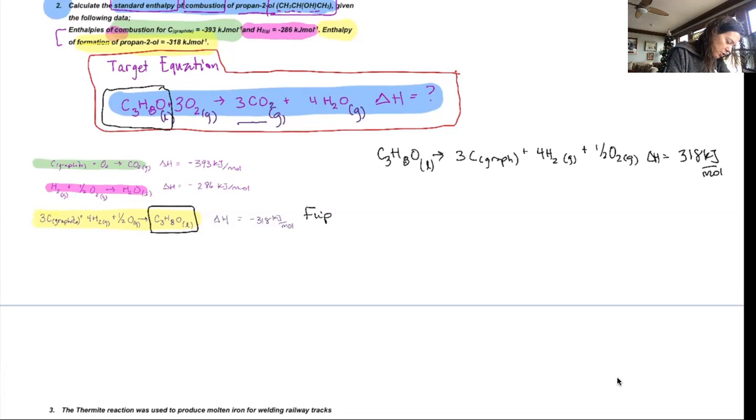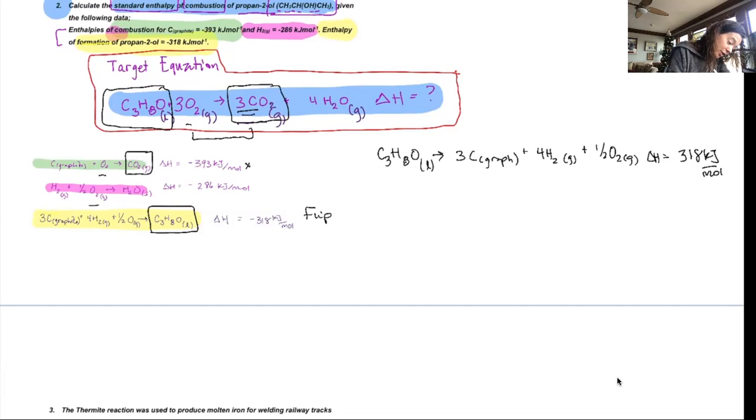Oxygen is present in 2 places. So I'm going to move past him and I'm going to look at my carbon dioxide. I've got 3 carbon dioxides produced. Right here, I have 1 carbon dioxide produced. So I will multiply that by 2 to give me 2. No, I will multiply that by 3.